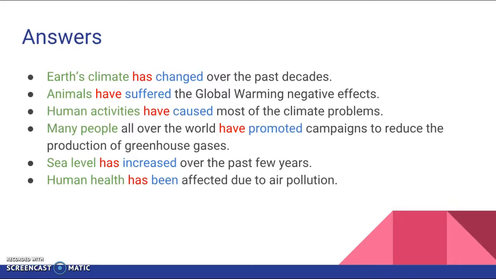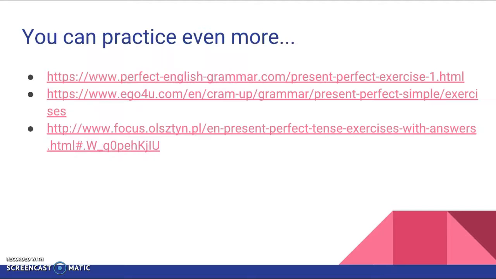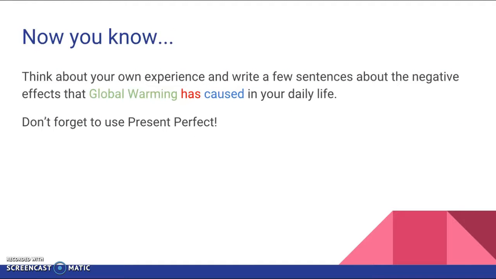I'm sure that you did the exercises very well, but if not, you can keep practicing in these pages that I found, where you can write your answers, and the page will give you immediate feedback. Now you know the negative effects of global warming and the present perfect tense. Think about your own experience and write a few sentences about the negative effects that global warming has caused in your daily life. Don't forget to use present perfect.